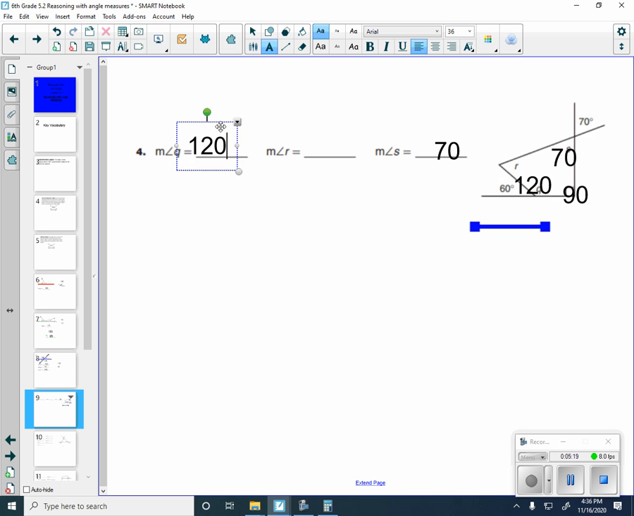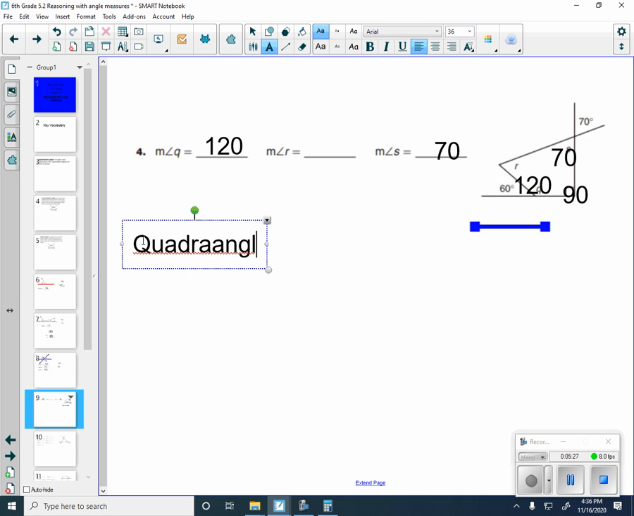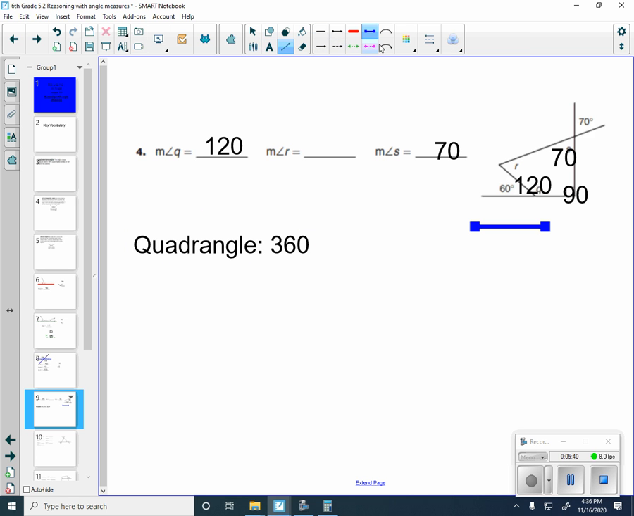How can we find out what R equals? This is one little trick for you. A quadrangle. Quadrangle. There we go. All the angles in a quadrangle equal 360. Okay. And there's some different methods to know on that, but that's one thing you have to realize, that all the angles in a four-sided shape, when you add them all up, they equal 360.